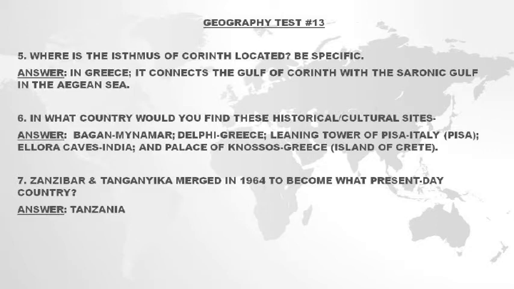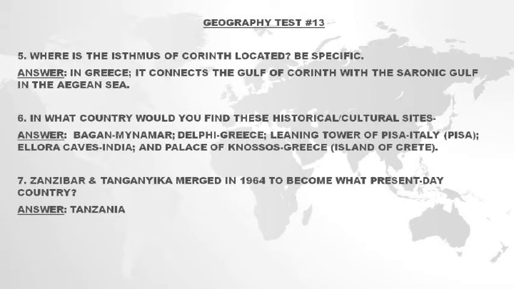Question 6. In what country would you find these historical cultural sites? The answer is Bagan, which is Myanmar, which is in Southeast Asia. Delphi, which is in Greece, which is in Europe. The Leaning Tower of Pisa, which is in Italy, Europe. The Ellora Caves, which is in India. And the Palace of Knossos, which is in the country of Greece on the island of Crete.